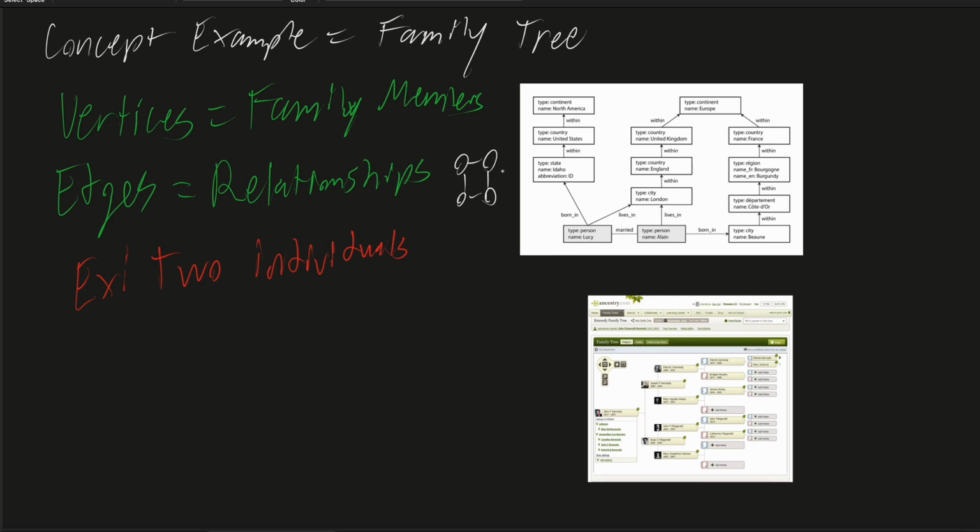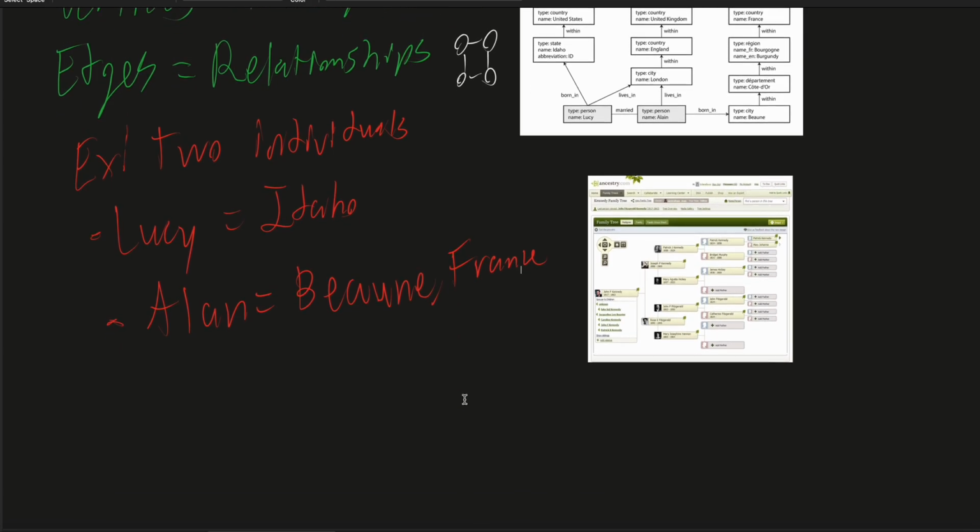So now we're picturing two individuals. Let's call this person Lucy from Idaho, and then Alan from New France. Despite their diverse origins, one being American, one being French, they share a life story together in London, a bond depicted as an edge in our graph. So we have Lucy over here, then we have Alan, all connected by a relationship that they have, that they were in London together at one point.